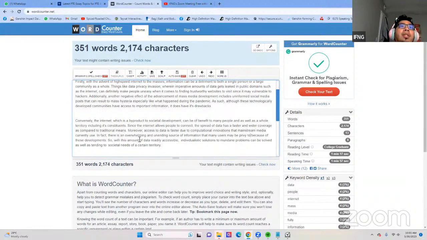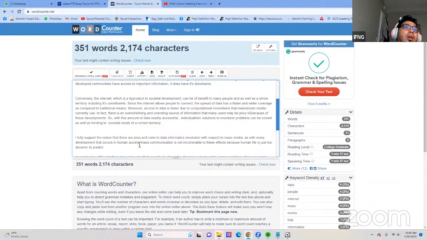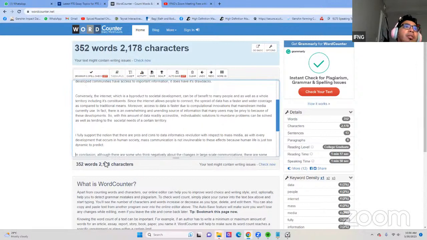So, with this amount of data readily accessible, individualistic solutions to mundane problems can be solved, as well as tending to the societal needs of a certain territory. I fully support the notion that there are pros and cons to the data informatics revolution with respect to mass media. As with every development that occurs in human society, mass communication is not invulnerable to these effects because human life is just too dynamic to predict.